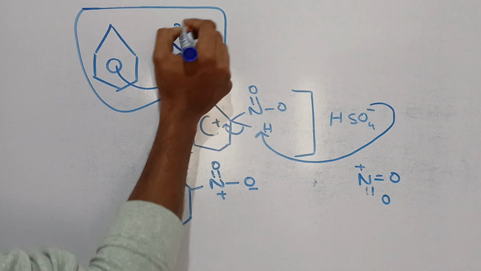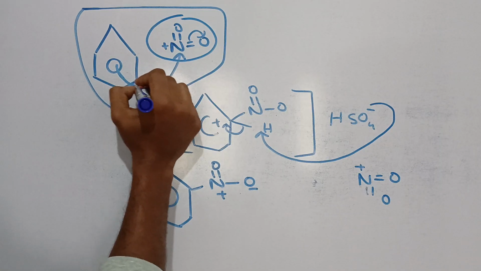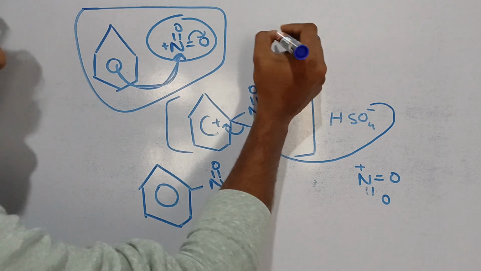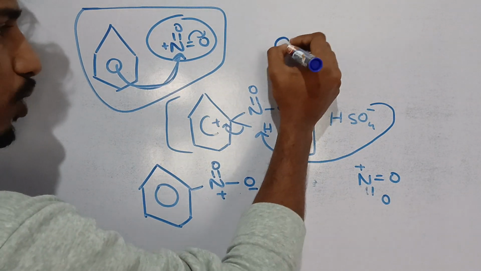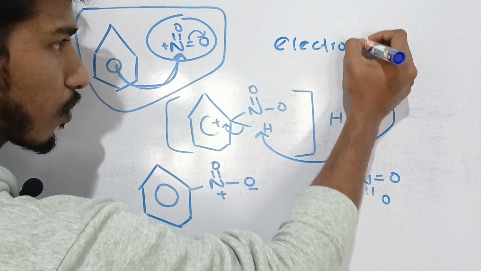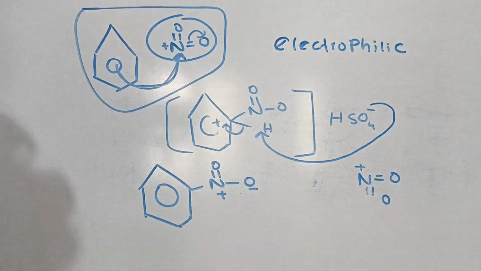You can see there was a positive part which was approaching, which made it attack the ring. So it's an electrophilic reaction. If it is positive, it's electrophilic. If it is negative, it's nucleophilic. So it's an electrophilic substitution type reaction.